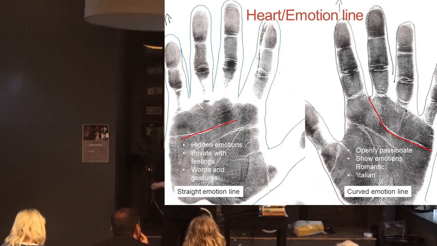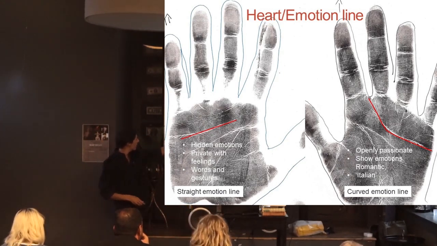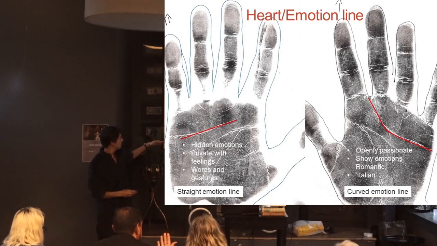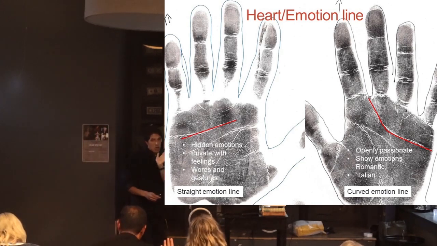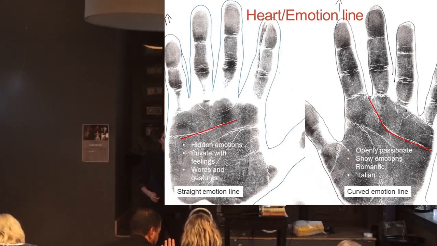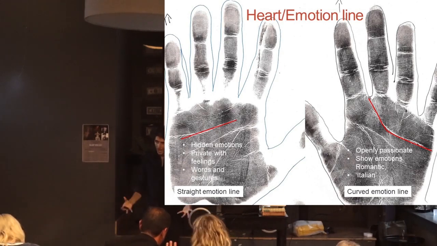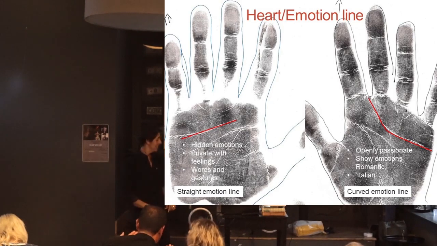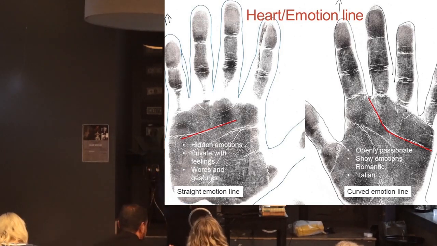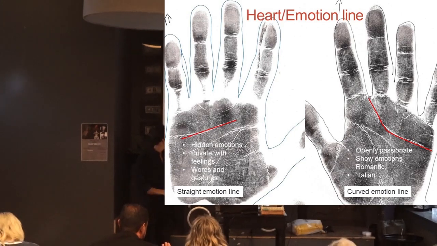Okay, so lots and lots of different emotion lines, as you can imagine. On the right-hand side, we've got a curved emotion line that's curving right up. And this one here, we've got a straight emotion line. So these are the two kind of major distinctions that you can get. A curved emotion line that goes up and out of the hand is somebody who's going to be much more expressive, much more on show, much more passionate, much more Italian about how they express things. They're much more Mediterranean in the way in which they express themselves. They're very quick to get emotional. They're very quick to anger, but then of course they're very quick to make up as well.